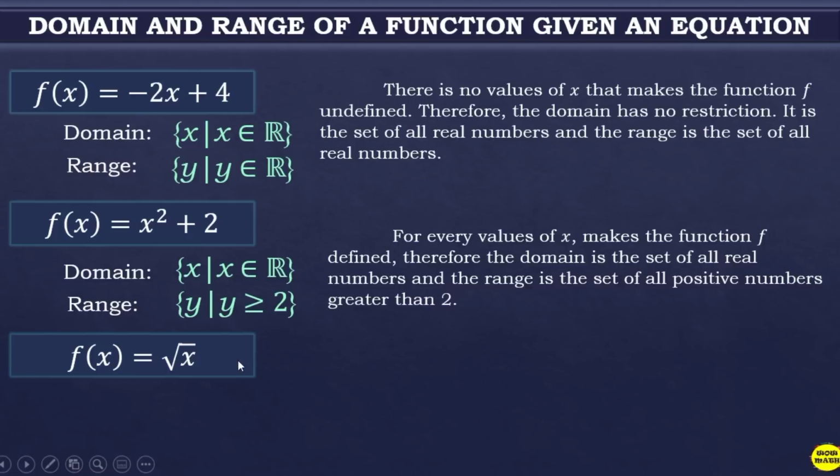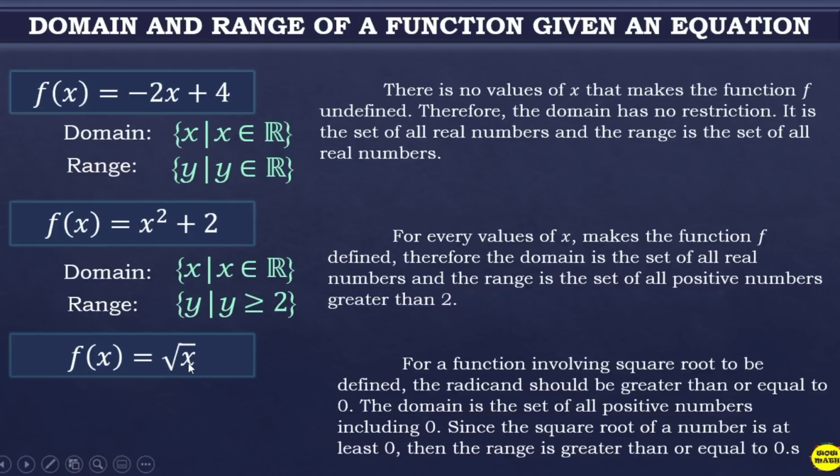Next, paano naman po kapag may radicand? Kapag for a function involving square root to be defined, the radicand should be greater than or equal to 0. Nagpakita ako ng tatlong klase para alam nyo kung paano kunin ang domain and range. Kapag meron tayong radicand, tatandaan na ang x mo dapat should be greater than or equal to 0. Kapag nag-solve ka dito, ikakopy mo yung nasa loob at igi-greater than or equal to 0 mo siya, kasi yung nasa radicand natin, hindi siya pwedeng mag-negative. Dapat ang x mo ay set of all positive numbers including 0.